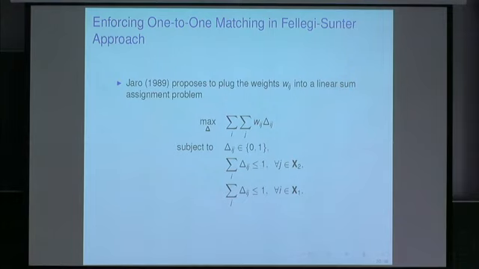So now if we go back to the Fellegi-Sunter approach, how do they ensure the one-to-one matching? So Jaro, in this paper, essentially proposed to take the weights that come from the Fellegi-Sunter weights, let's call them like that, and plug them into a linear sum assignment problem, right? So that's sort of a post-processing step that they do, and then with those weights, you can ensure that you satisfy the maximum one-to-one assignment. But then, of course, this is a post-processing step. This wasn't enforced in the estimation step, okay?